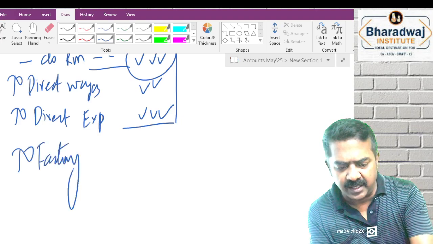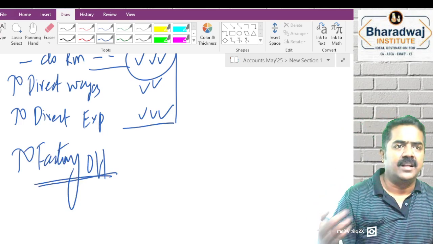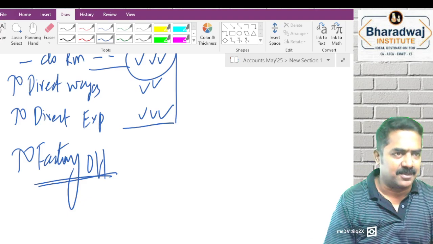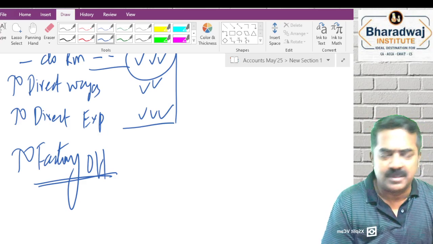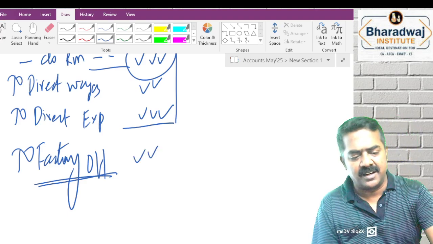We call it factory overheads. What do you mean by factory overheads? Heating, lighting, power, diesel consumption, all the other maintenance expenses of the factory, depreciation on machines. Depreciation on machines is part of which one? Factory expenses. All the factory overheads you can add.